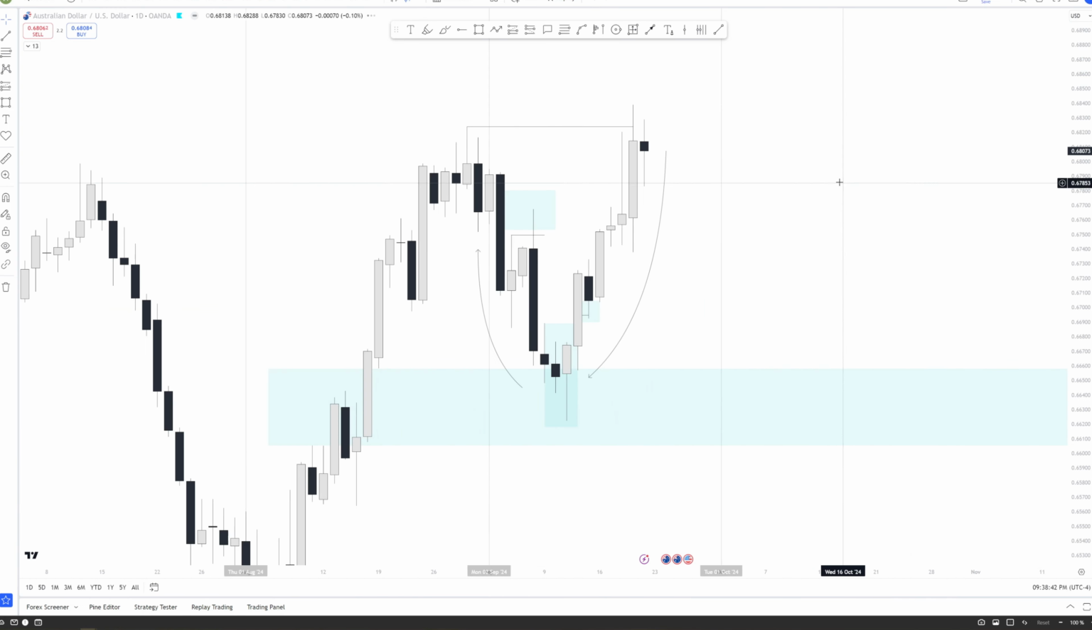Okay, we go to the daily. What do we see on the daily? We see a daily fair value gap. This daily fair value gap should push price higher, right? Should continue distributing to take out the objective.